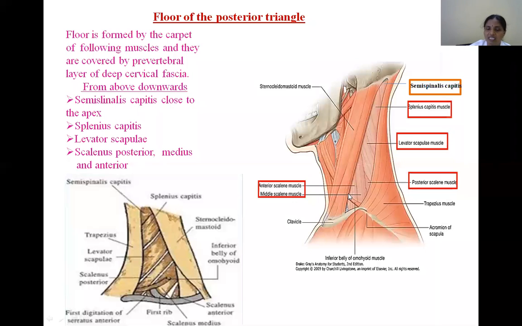And all these muscles are covered by, see, along the posterior border of the sternocleidomastoid, deep to the sternocleidomastoid, the investing layer splits and gives a fascial covering for all these muscles. So these muscles are pre- and paravertebral muscles, and they are covered by that fascia. So we can consider that fascia as the prevertebral fascia. So what is the floor of the posterior triangle? A muscular carpet, entirely covered by prevertebral fascia. So that is the floor of the posterior triangle, right?